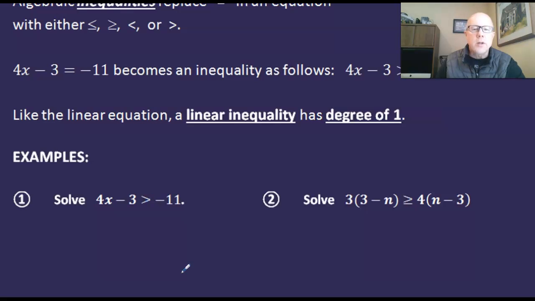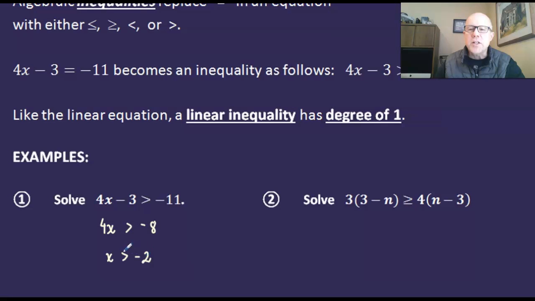Solving the first inequality then, what we're going to do is collect the like terms together, and that is we're going to move the minus 3 to the right side of that inequality. So we would have 4x is greater than, and when we move the minus 3 to the right side, this becomes negative 11 plus 3, and negative 11 plus 3 is negative 8. Next step is to divide both sides by that 4, so we get x is greater than negative 2.